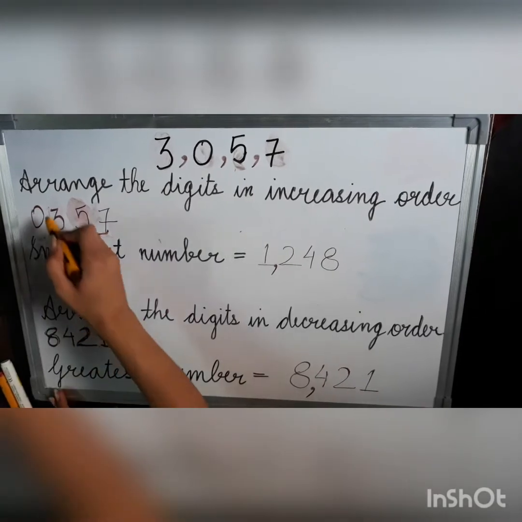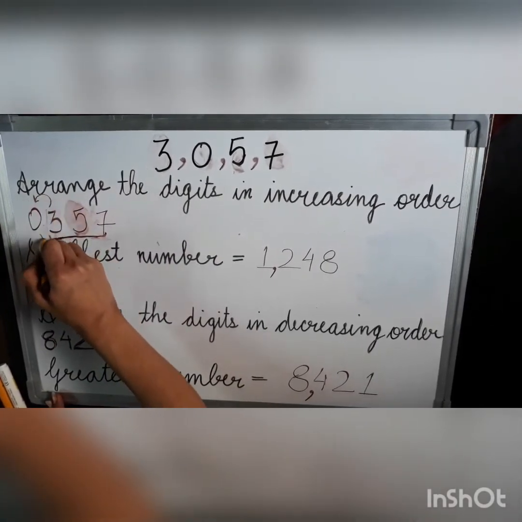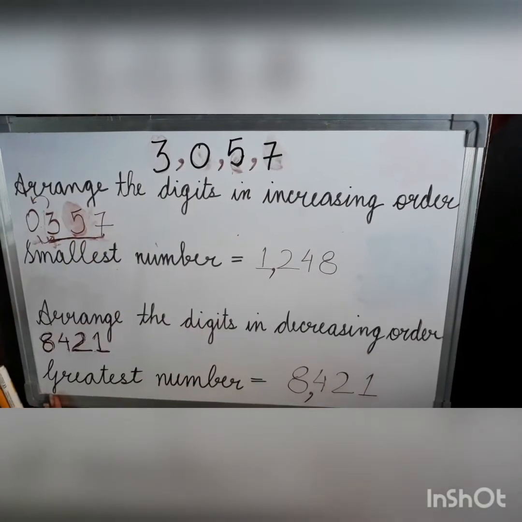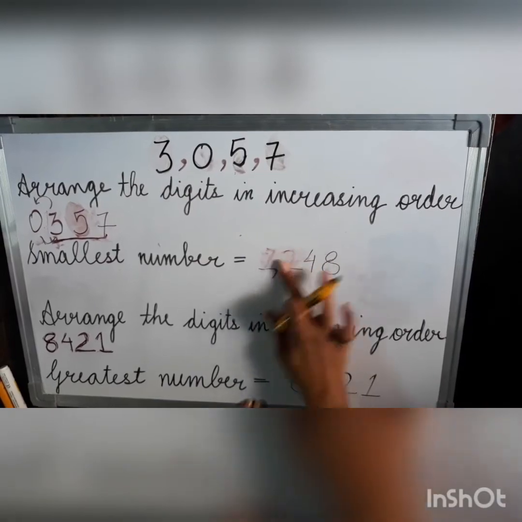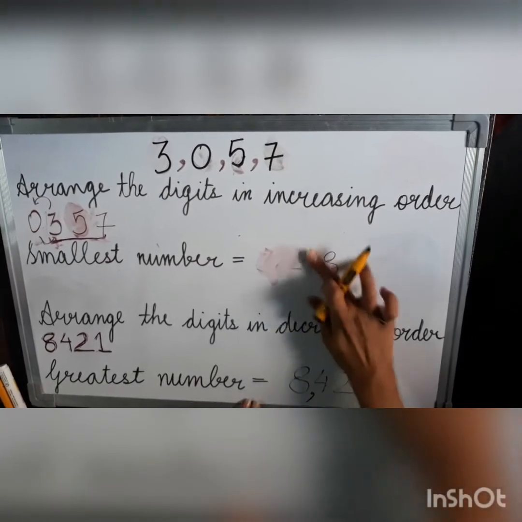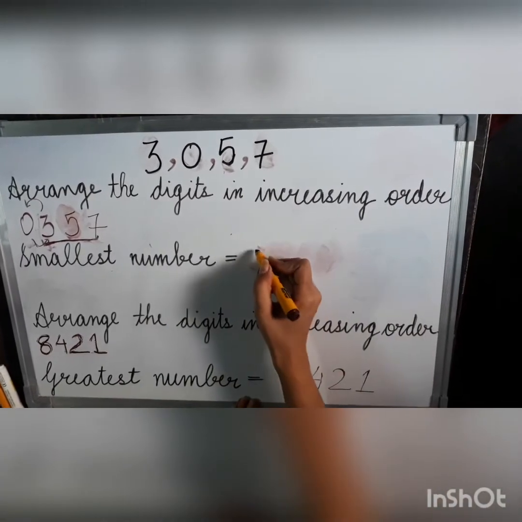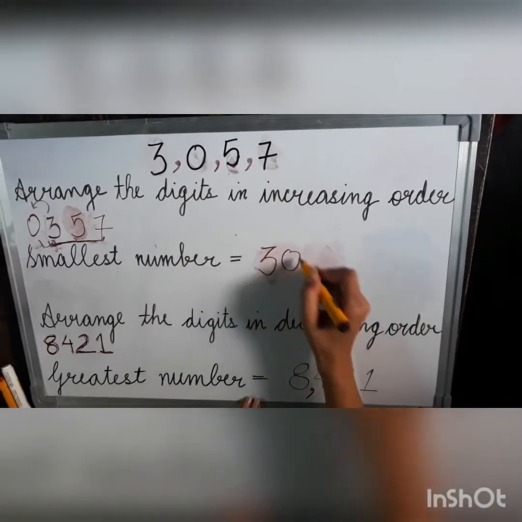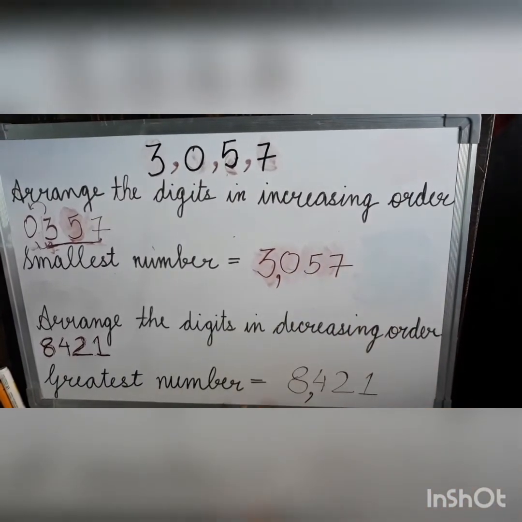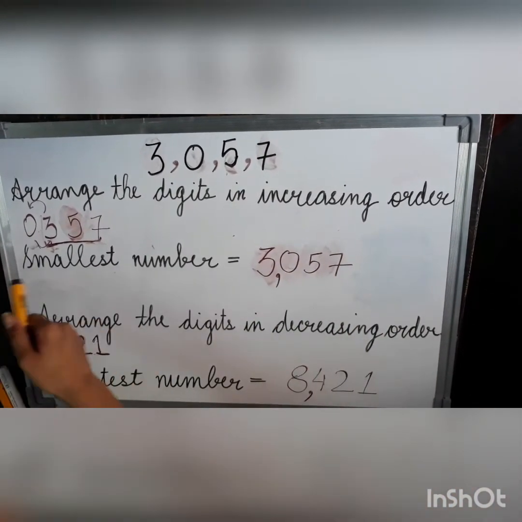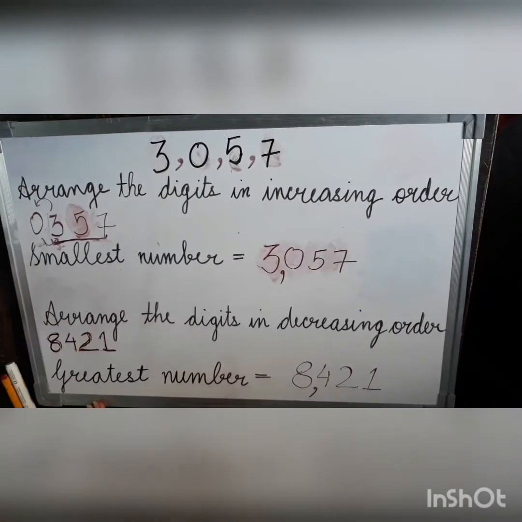So what do we have to do in this case? We have to interchange these 2 digits, and the smallest number which will be formed from these 4 digits will be, what will it be now? 3057. Got it? This we have to do only when one digit we are having is 0.